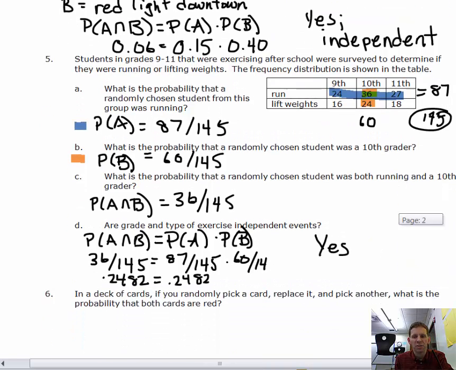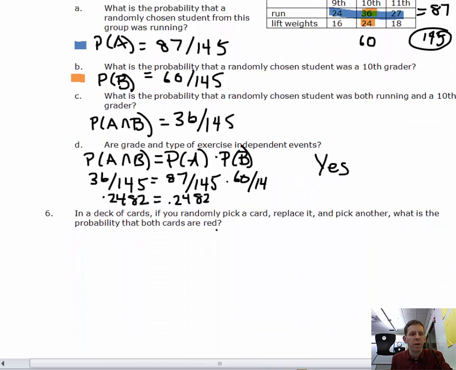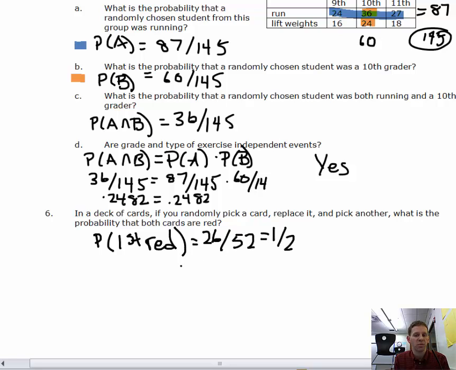In example 6, in a deck of cards, if you randomly pick a card, replace it, and pick another, what's the probability both cards are red? Let's talk about the first card being red. The probability the first card is red is going to be 26 out of 52 because there's 26 red cards in a deck of cards. If you want to call this 1/2, that's fine. The probability the second card is red should be exactly the same value because we've replaced the first card that we drew back in the deck.